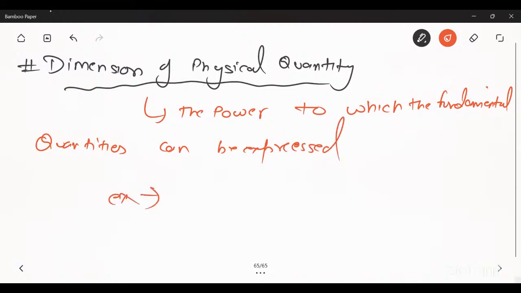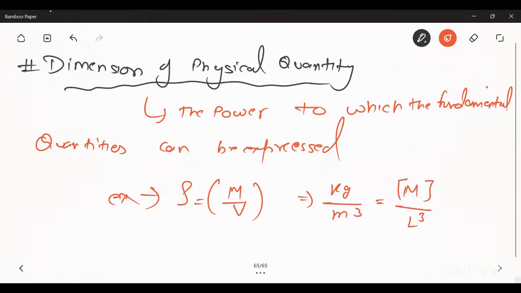Example, density. Density is mass upon volume. The SI unit of mass is kg, and the SI unit of volume is meter cube. So kg is mass and meter is length cube, so its dimension will be M L to the power minus 3.